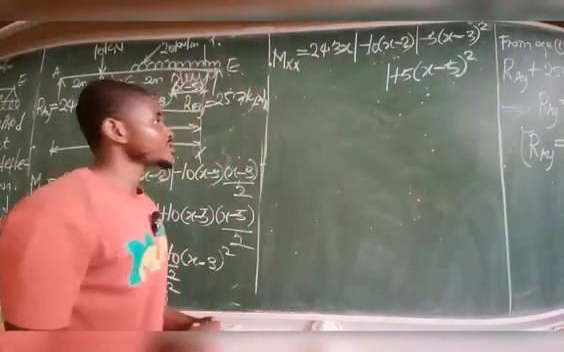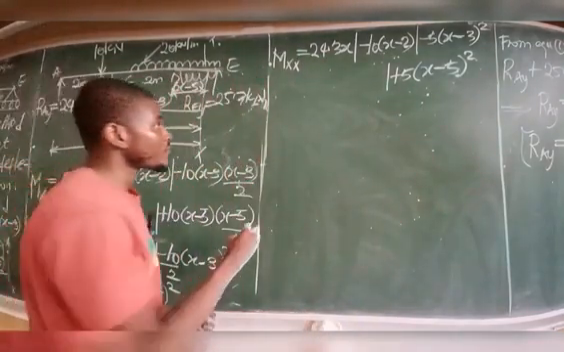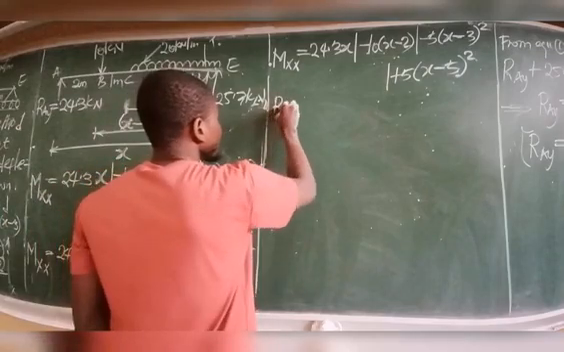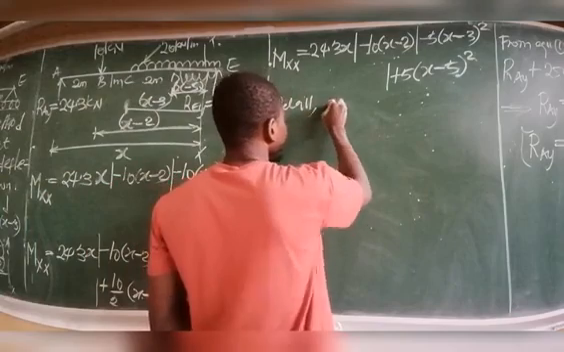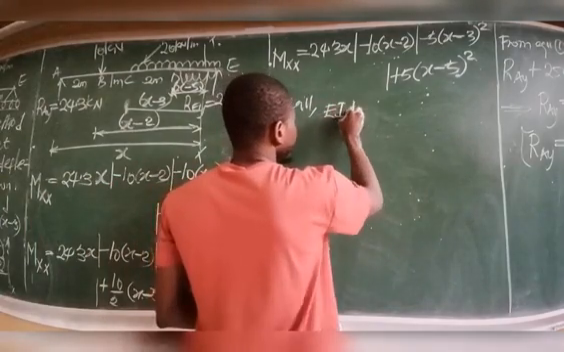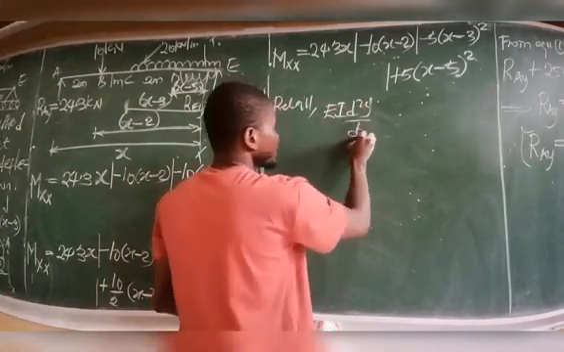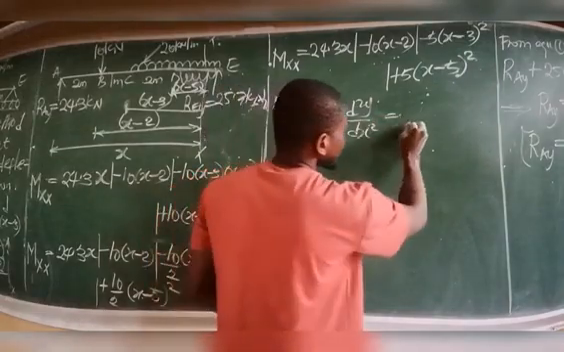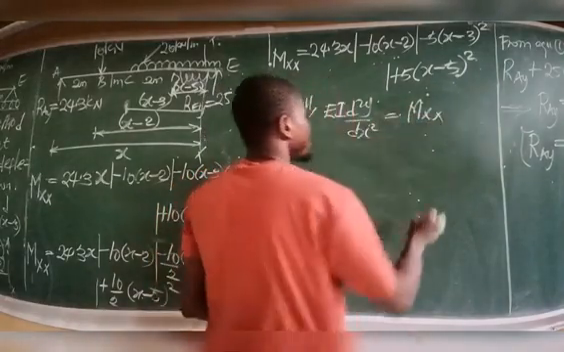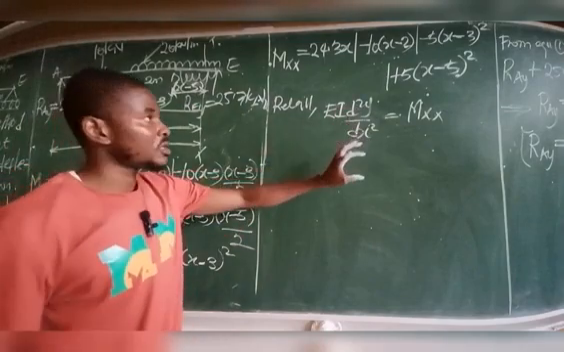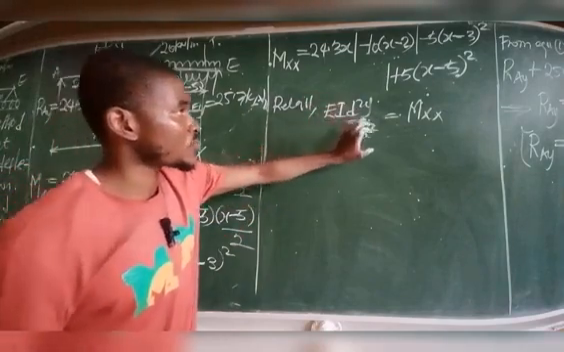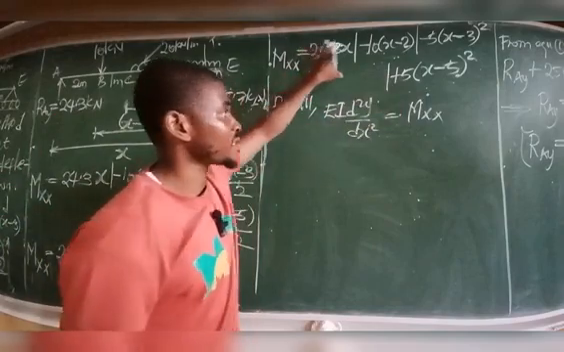All right, so after generating this moment, recall from the bending equation that EI d²y/dx² is equal to the moment about the section xx. This is the bending equation. So it means the whole of this is equal to what? Moment.